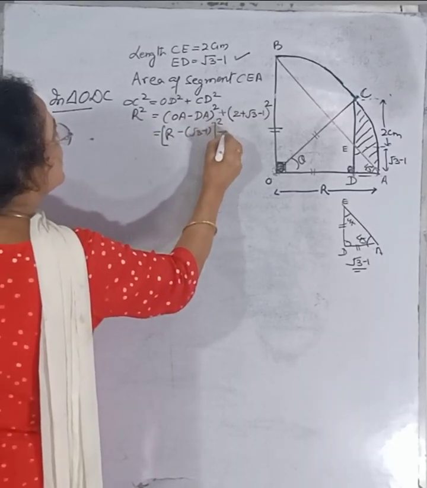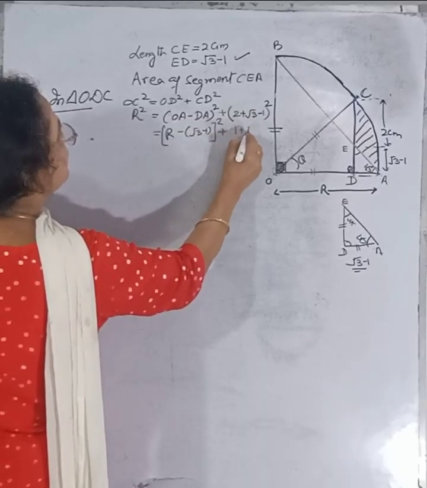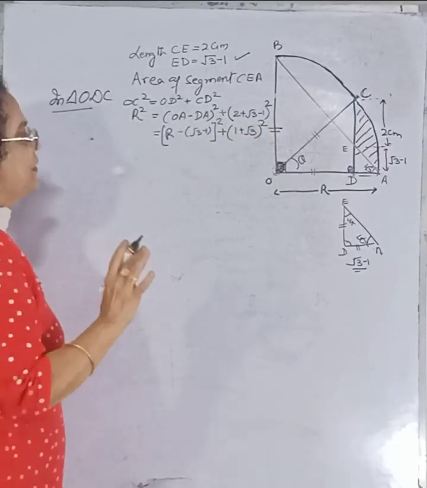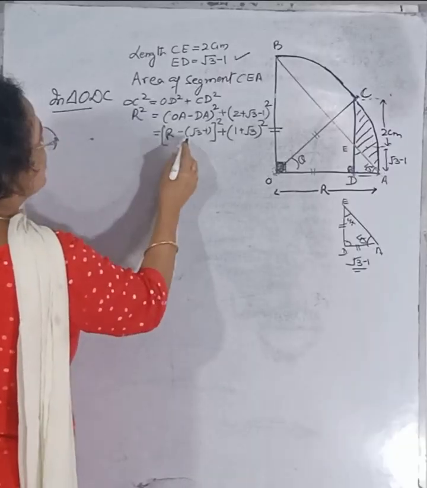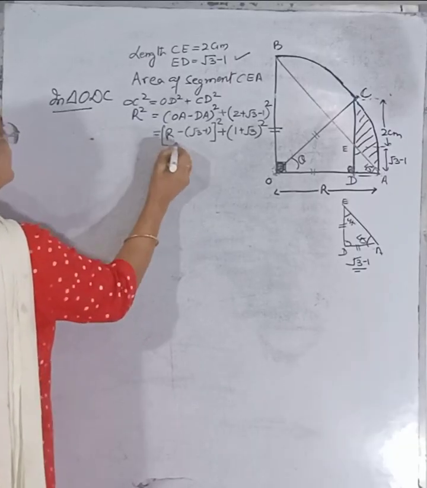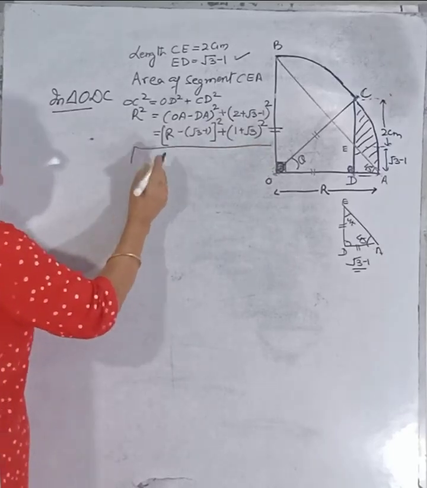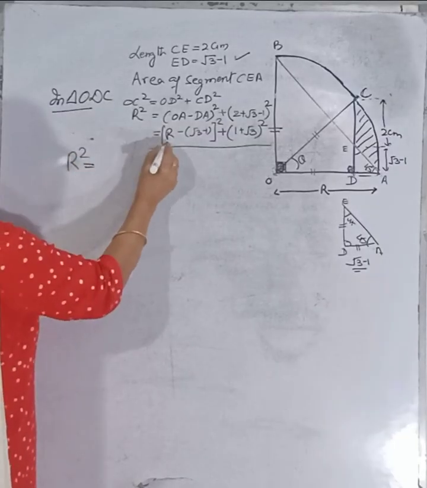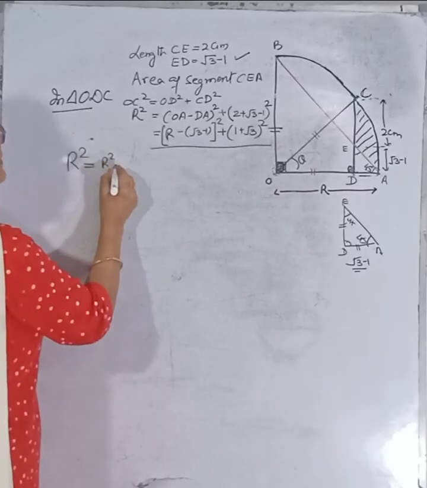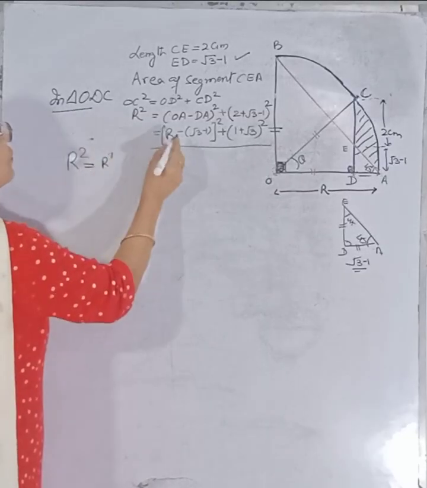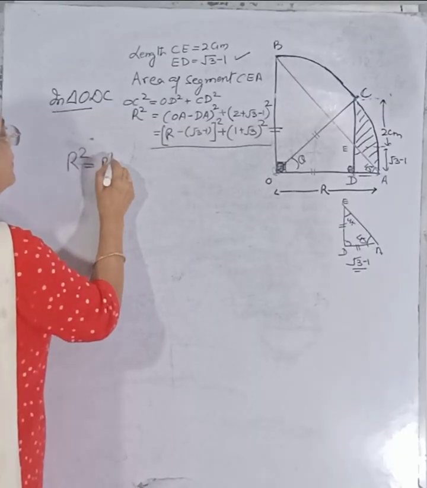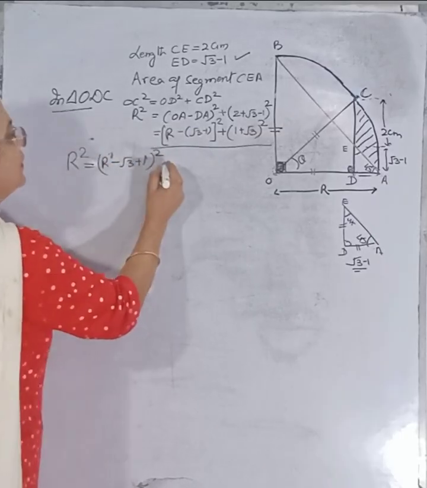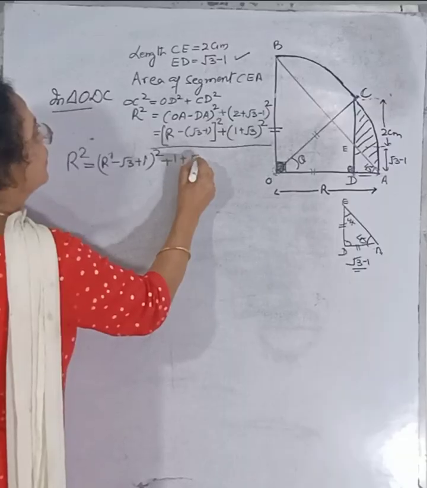R square plus 2 minus 1 is 1 plus root 3 whole square. Correct? Step by step we have to do it. Don't make hurry. Now it means R square, we'll bring it here because this space is to be used. Now R square will be equal to the square of this. And you open this. I have to do this one: R minus root 3 plus 1 whole square. Correct? Plus 1 plus root 3 whole square.